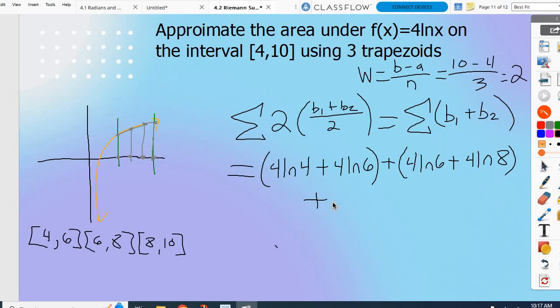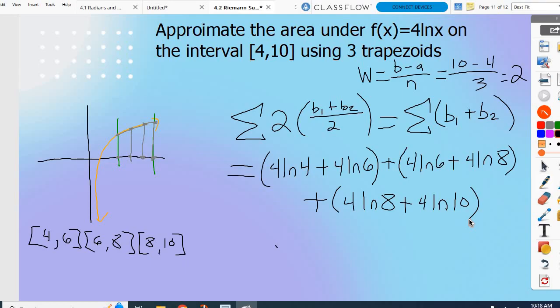And then the whole plus. Again, my starting spot for my last interval is going to be the ending value for my second to last one, plus 4 natural log of 10. Okay. Now, I tend to write it out like this.